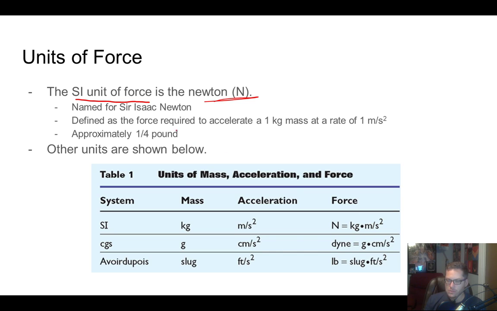So a 1 Newton is described as the force required to accelerate a 1 kilogram mass at a rate of 1 meter per second squared. That's why it's a kilogram times meter per second squared, because it's the force required to accelerate 1 kilogram at 1 meter per second squared. Remember, this is 1 meter per second squared. This is acceleration.